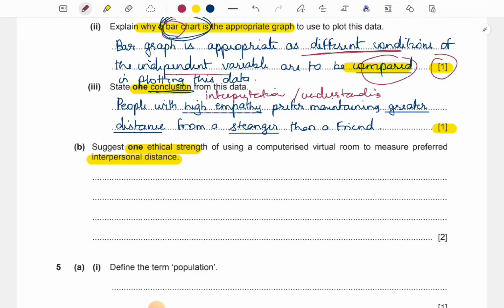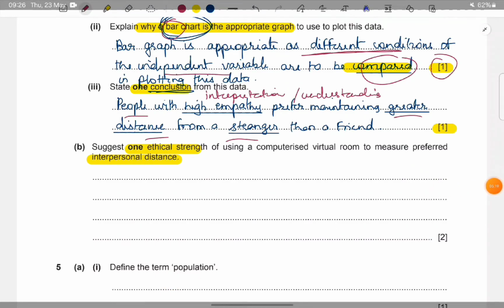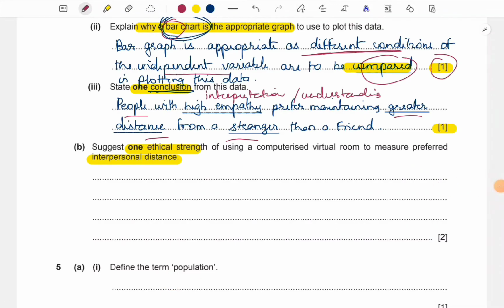Also, some students would partially write the answer, in the sense, people prefer greater distance from a stranger than a friend. In fact, this word people, or participants, or sample, I have seen generally being used in many answers. It is never appropriate. When you say people, which people are you talking about is a very important question. People with high empathy, because otherwise you're making a very generalized statement by saying people prefer more distance from a stranger. It seems like you're talking about universally everybody. That doesn't show good understanding.